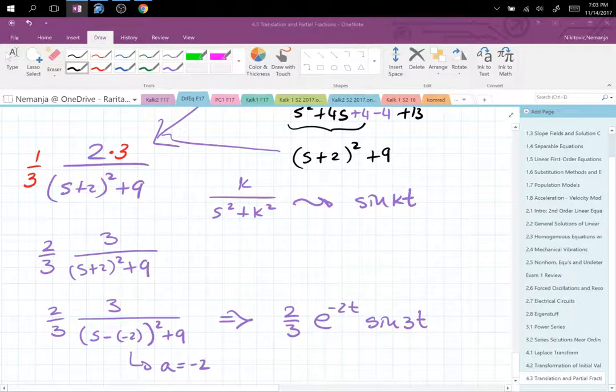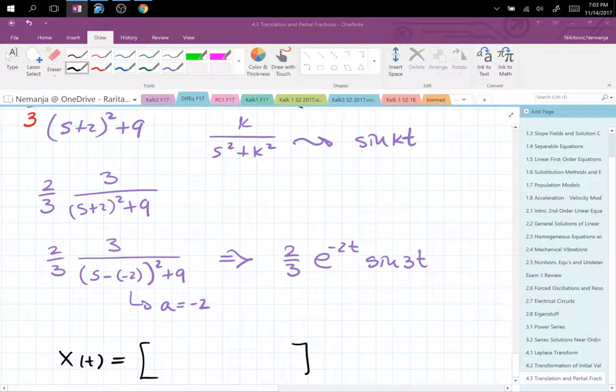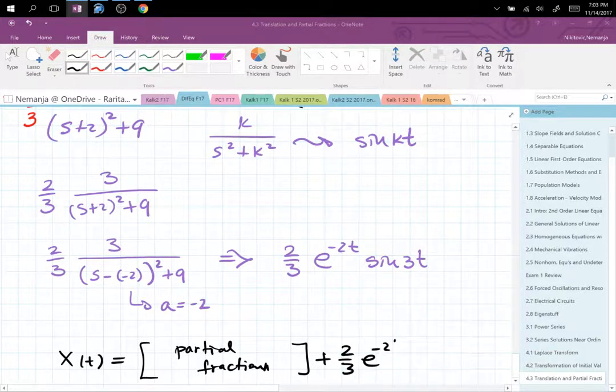So now, the answer to the entire problem is x of t equals, this is your partial fraction part, which you are going to get at home, plus 2/3 e to the -2t sine 3t, and that will be the answer.